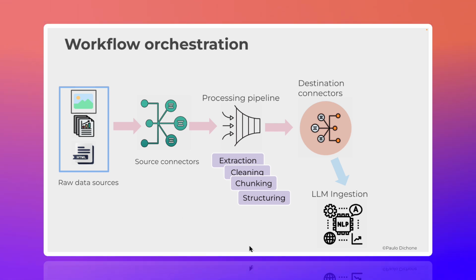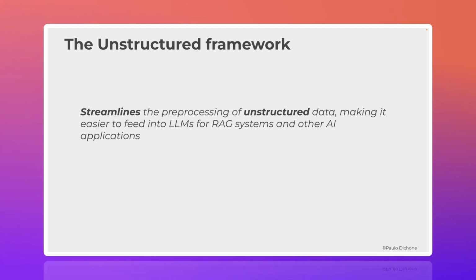The solution is what we call the unstructured framework. So the unstructured framework streamlines the pre-processing of unstructured data, making it easier to feed into the large language models for various reasons. So you can use that then for RAG systems that you can build or any other AI applications.